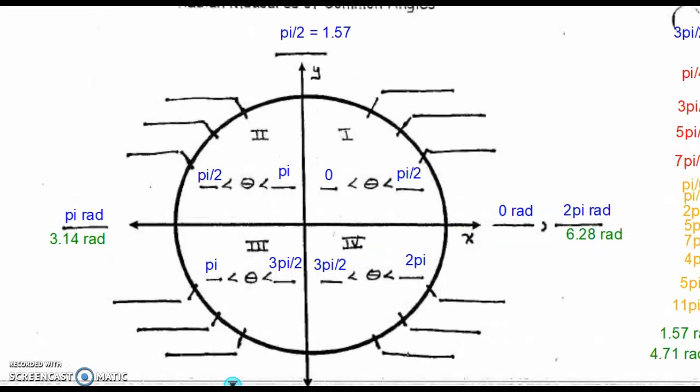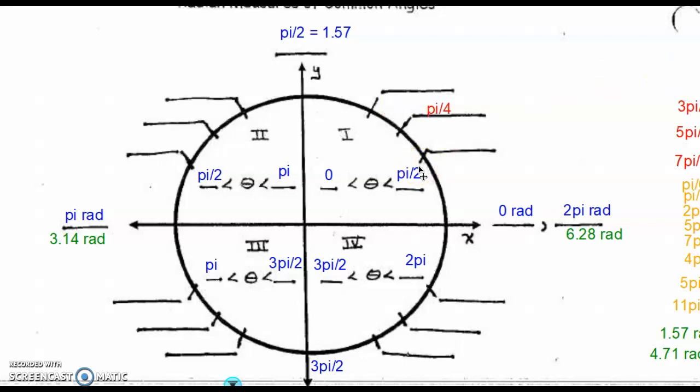Okay, now all we're going to do is count. 1 pi over 2, 2 pi over 2, down here will be 3 pi over 2. And then 4 pi over 2, which reduces to 2 pi. Okay, well, if this is pi over 2, half of that distance would bring us right to there. Half of pi over 2 is pi over 4.